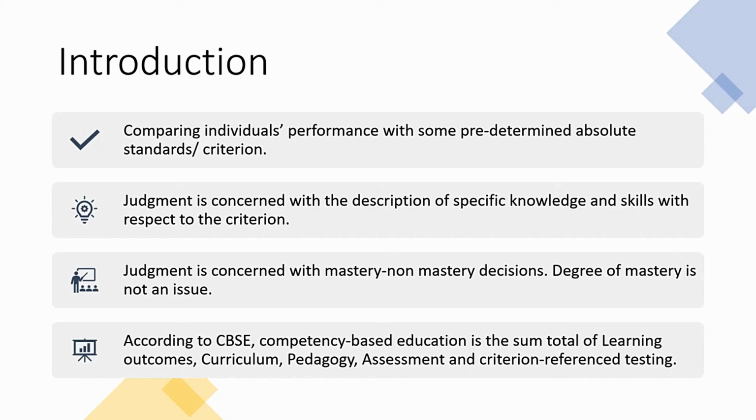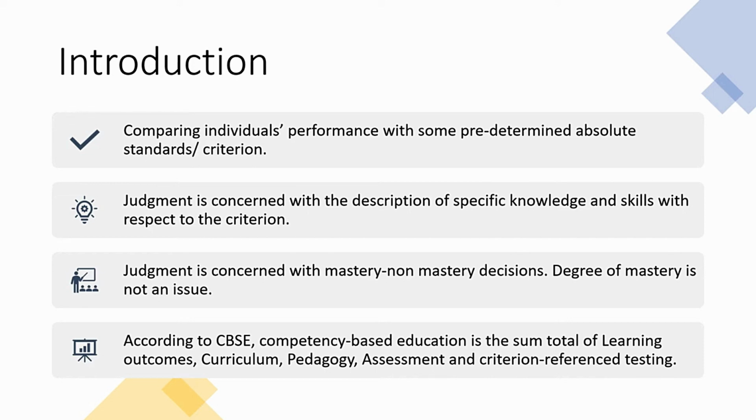Now we relate this example with the criterion reference interpretation of the student's test score. Here you can see the definition: when an individual's performance is compared with some predetermined absolute criteria. The student's performance is compared with some predetermined absolute standards, with the predetermined criterion. We set the criterion, and after setting the criterion, we compare the student's performance with that criterion. This measure will be defined as criterion reference interpretation.